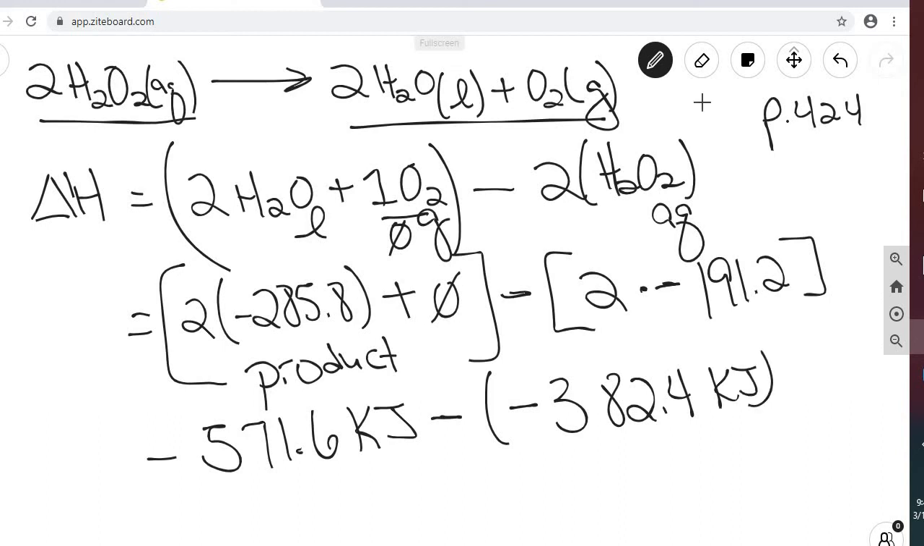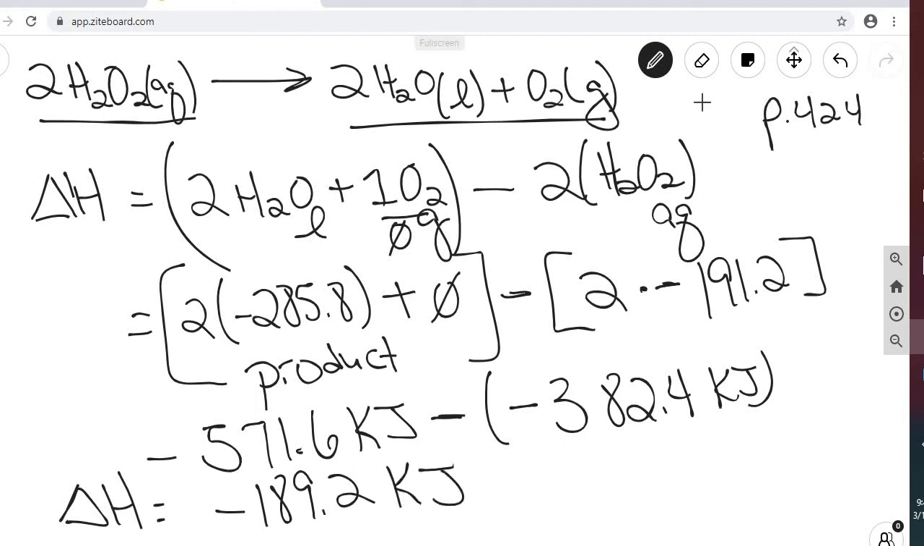So negative 571. Subtracting a negative is adding. So the delta H is equal to negative 189.2 kilojoules. So that tells us that this is an exothermic reaction.